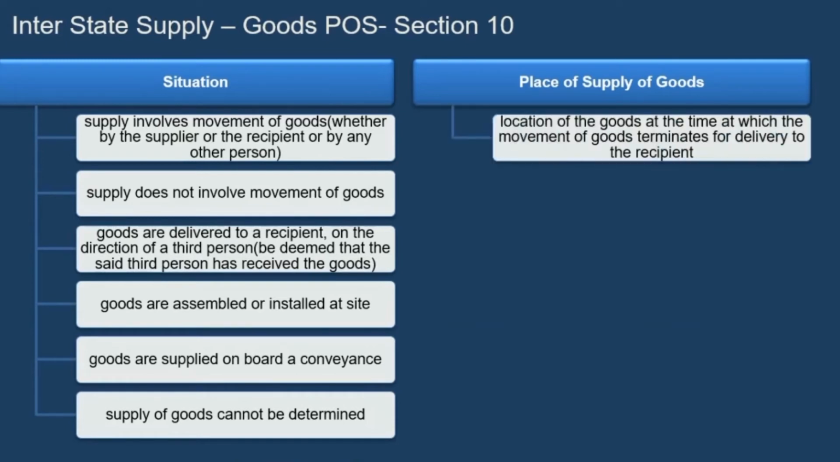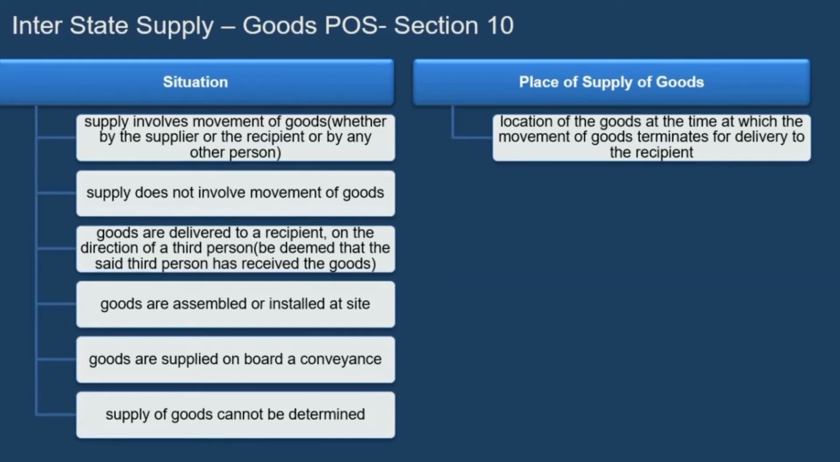In the first case, the location of goods at the time at which the movement of goods terminates for delivery to the recipient. As a logic for GST, we can say GST is a destination-based tax. So what is the final destination at which goods are being delivered? That is the place of supply. That is the point of taxation. Movement of goods terminates means the movement ends, for delivery to the recipient, meaning they are delivered to the recipient. Wherever the transport or movement ends, that is the place of supply. We will discuss this with one example. For the time being, just read the Act.